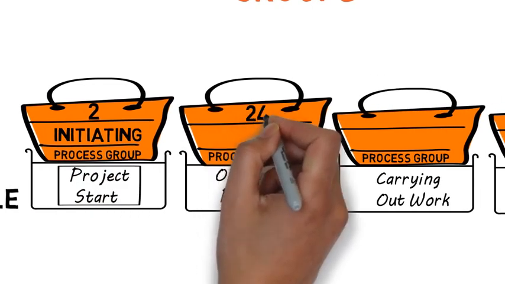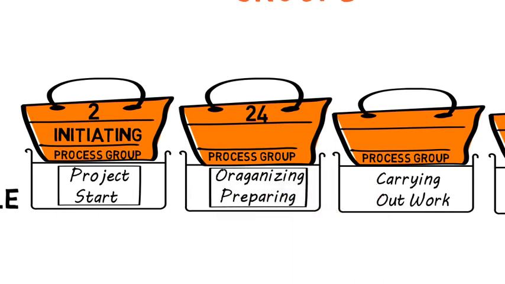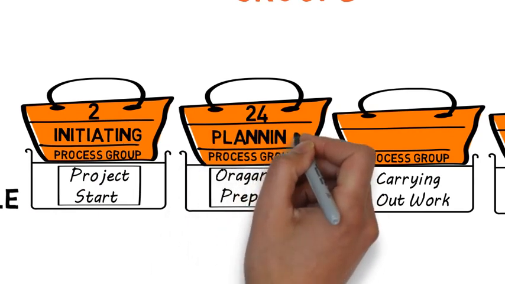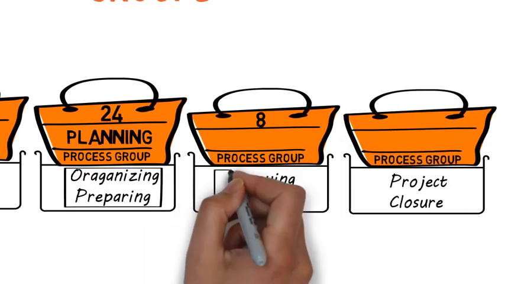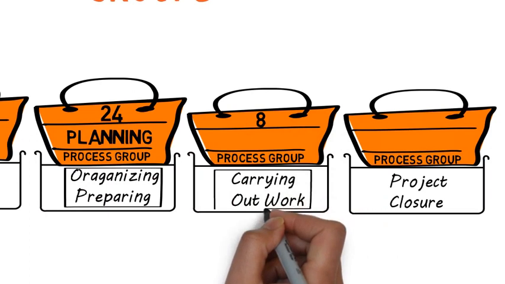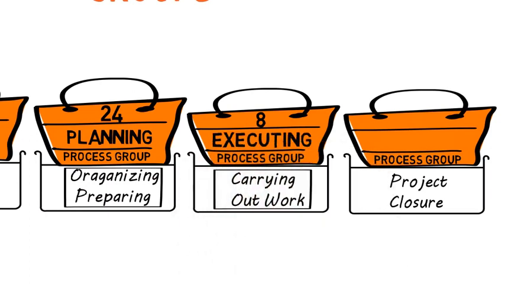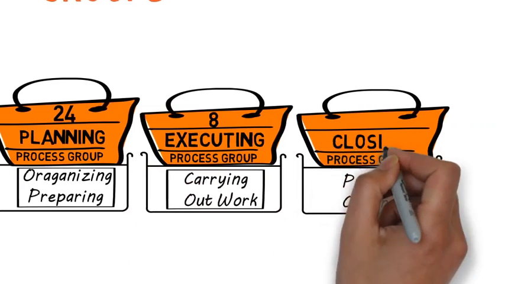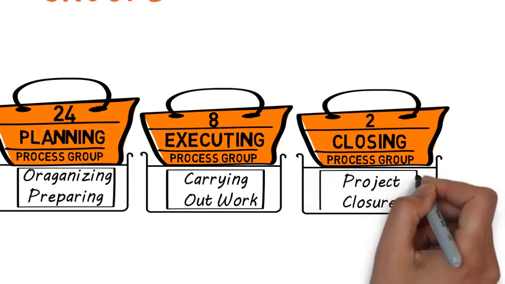There are 24 processes that can help you with preparing and organizing the project work. They are grouped into the Planning Process Group. 8 processes can help you effectively carry out the project work. They are grouped into the Executing Process Group. The Closing Process Group contains 2 processes for successfully closing the project.